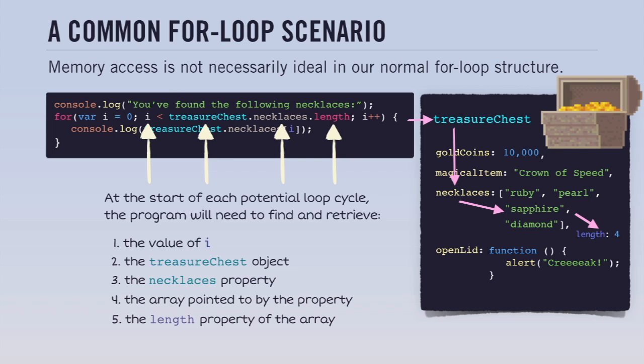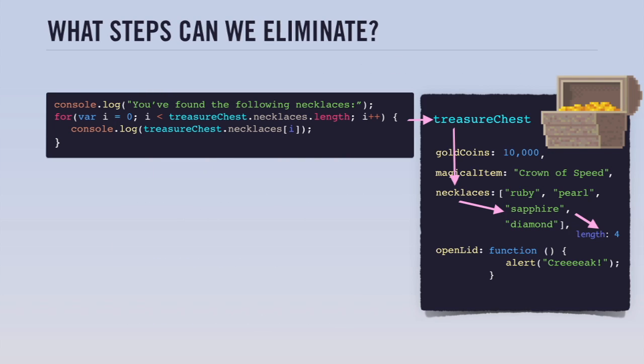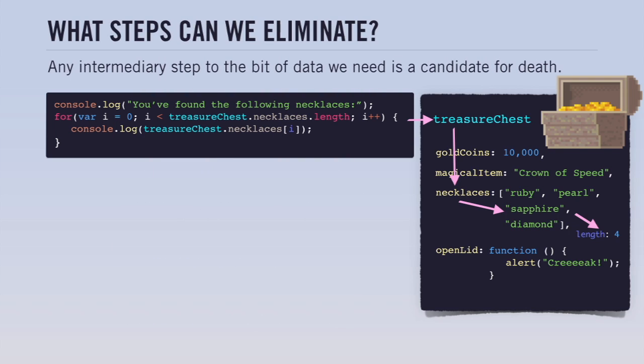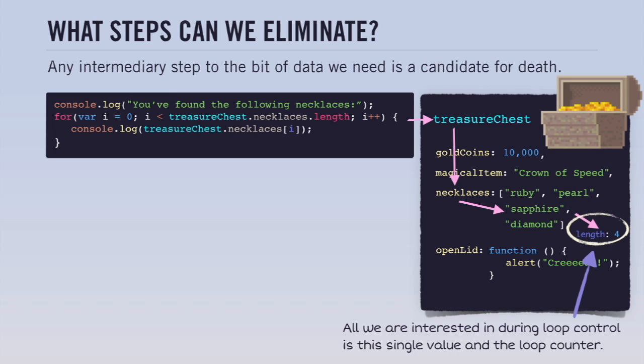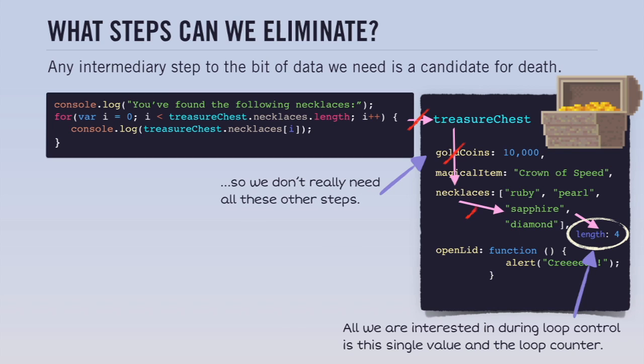So out of all those steps, which ones can we actually eliminate safely? Because any intermediary step to finding what we want is just lengthier processor downtime, right? So we want to make sure that we can get rid of as many steps as we can. All we're interested in during the loop control is that single length value and the loop counter. So we don't really need all of these other little steps that we take to find that length value.